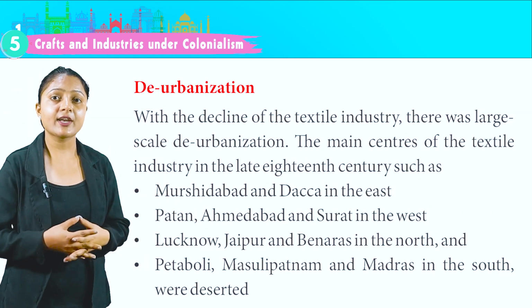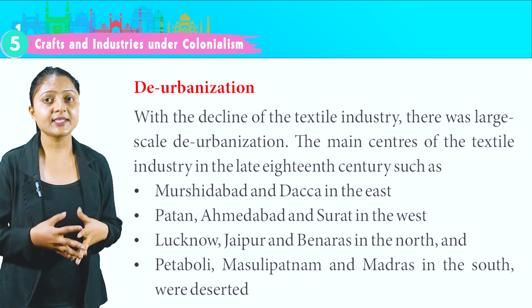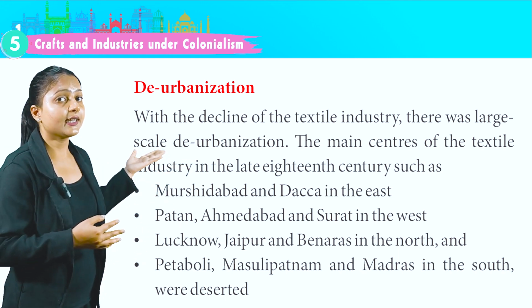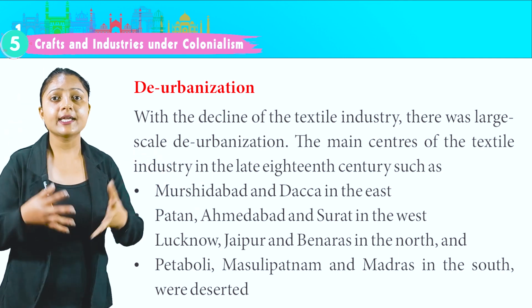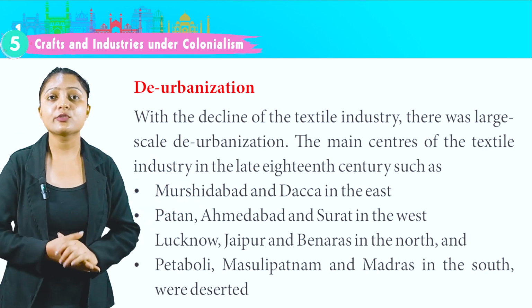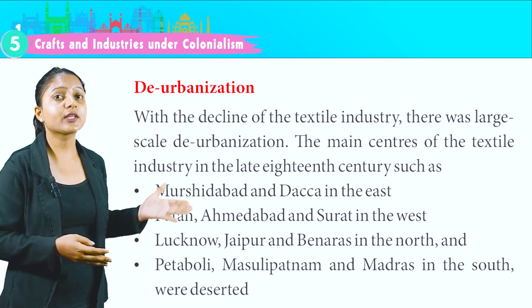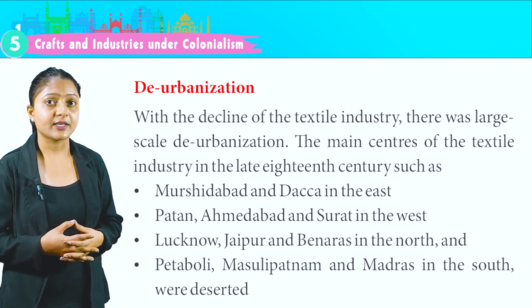Deurbanization. With the decline of the textile industry, there was large-scale deurbanization. The main centers of the textile industry in the late 18th century, such as Murshidabad and Dhaka in the east, Patan, Ahmedabad and Surat in the west, Lucknow, Jaipur and Banaras in the north, Petaboli, Masulipatam and Madras in the south, were deserted.